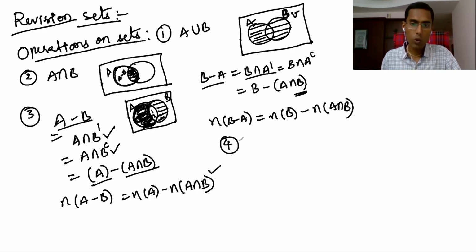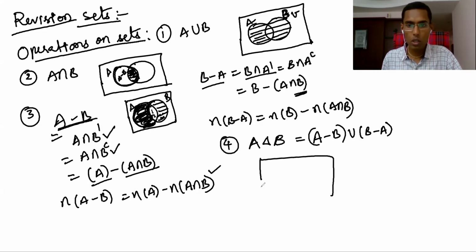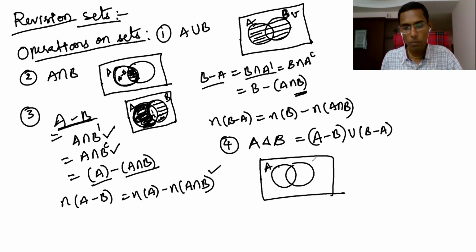And next, the fourth one we discussed is A delta B. I told you what A delta B is; you can write it two ways. One is A minus B part union B minus A part. A minus B is this one and B minus A is this one. Now A minus B union B minus A, this is the symmetric difference of A and B we call.